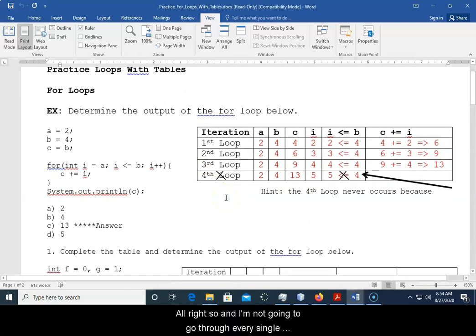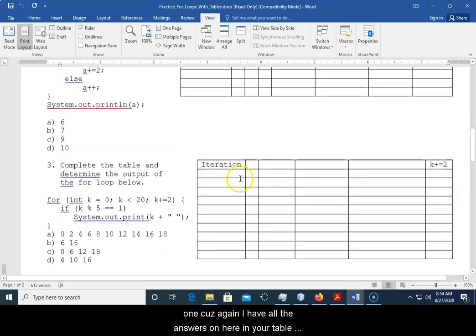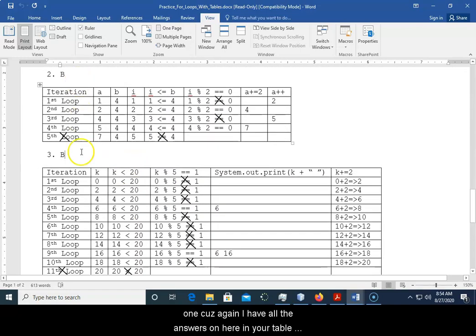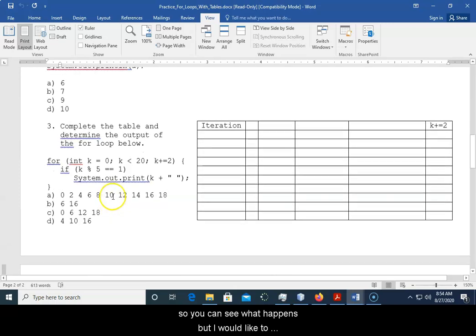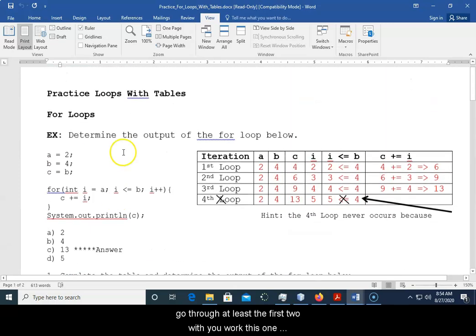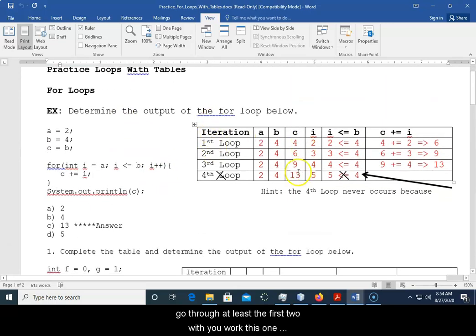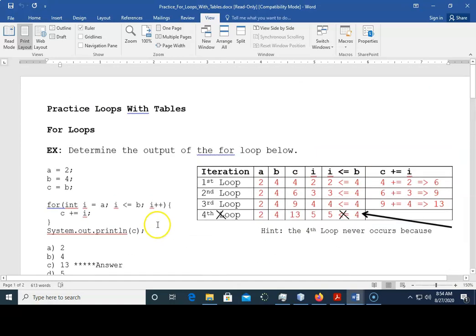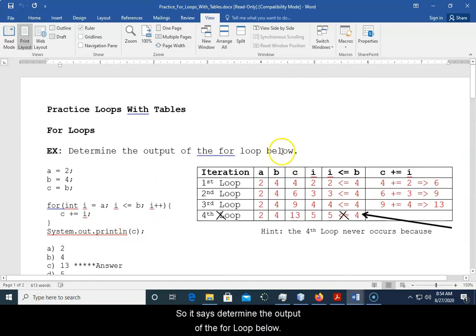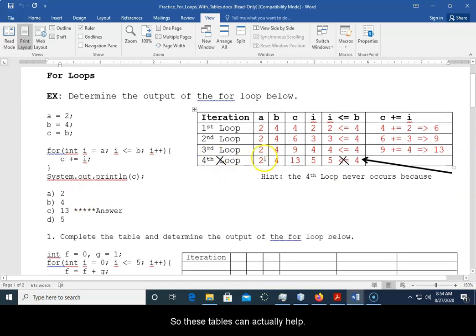All right, and I'm not going to go through every single one because, again, I have all the answers on here in your tables so you can see what happens. But I would like to go through at least the first two with you, work this one, and then I'll work one from scratch. So it says determine the output of the for loop below. So these tables can actually help if you're struggling with loops.